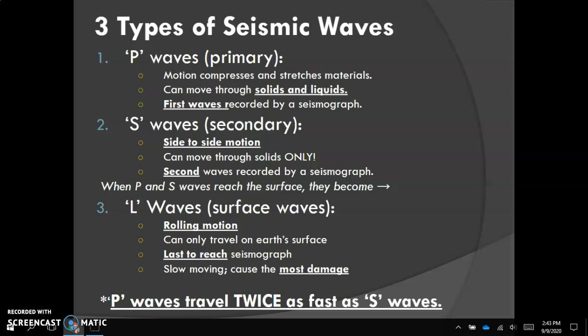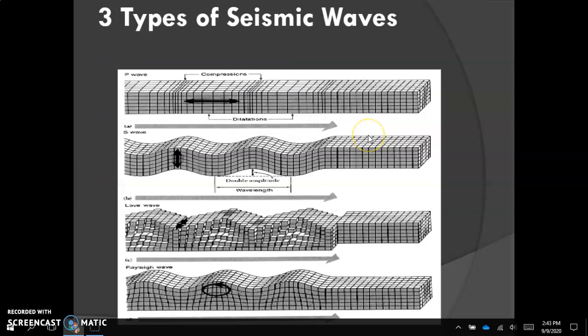So P waves travel twice as fast as S waves. That's why they're primary. So on a seismograph, we'll get the P waves first, then the S, then the L waves. So here's a depiction of the different types of seismic waves. So we have compression waves, which are the P waves. So they'll kind of compress as they move along.